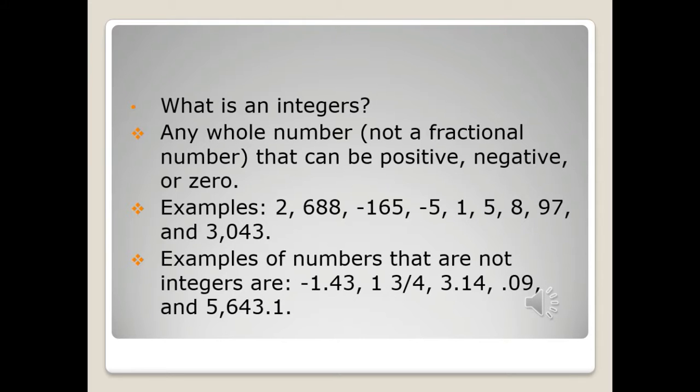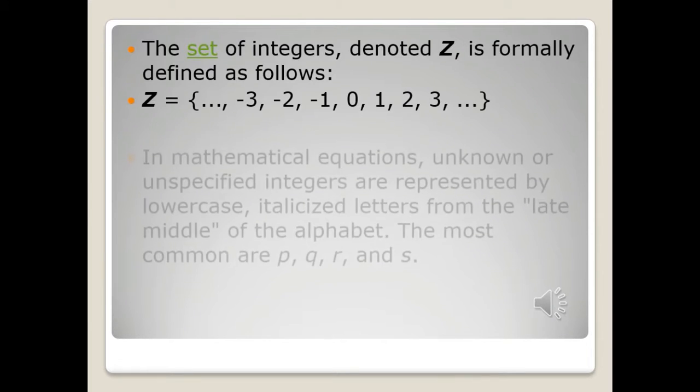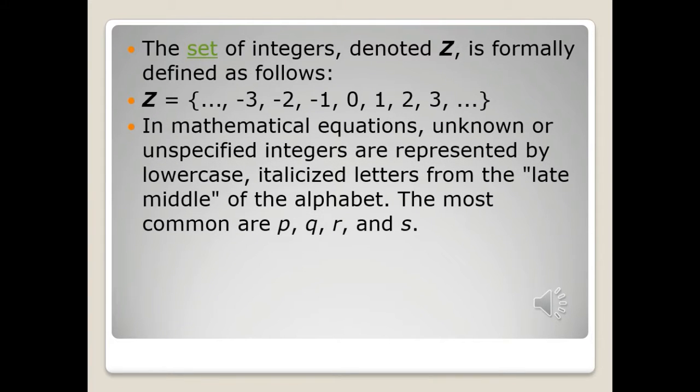Examples of numbers that are not integers are fractions, decimals, etc. The set of integers, denoted Z, is formally defined as follows: Z is equal to the set of ..., -3, -2, -1, 0, 1, 2, 3, ... In mathematical equations, unknown or unspecified integers are represented by lowercase, italicized letters from the middle of the alphabet. The most common are p, q, r, and s.